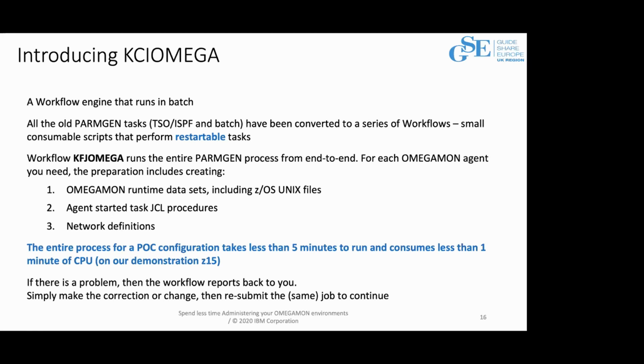The KCI Amiga workflow runs the entire PalmGen process and creates the required dataset members needed to get OMEGAMON up and running. So as I said earlier, you get the runtime datasets, you even get the Unix system files, or where the directories are created. We provided the agent started task JCL procedures, and you'll see an example of how we've improved that as well. And you get the network definition file data, and we've provided those in datasets as well.